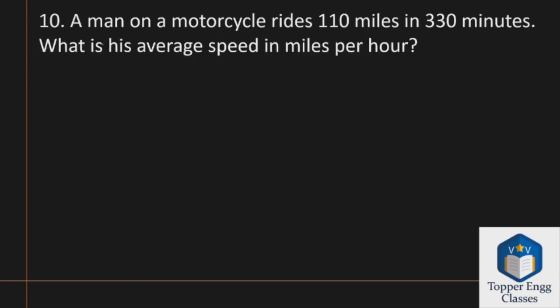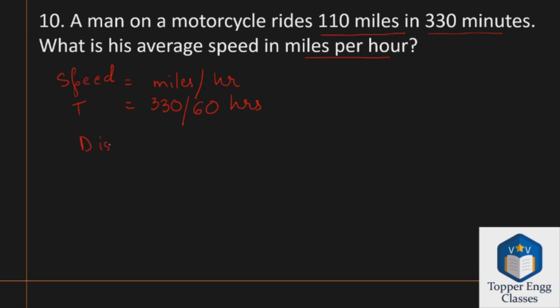Question 10. A man on a motorcycle rides 110 miles in 330 minutes. What is his average speed in miles per hour? Okay. See, speed is given as miles per hour. Time is given as 330 minutes. So we have to convert it into hours. Therefore, we will divide it by 60. That will become our hours.